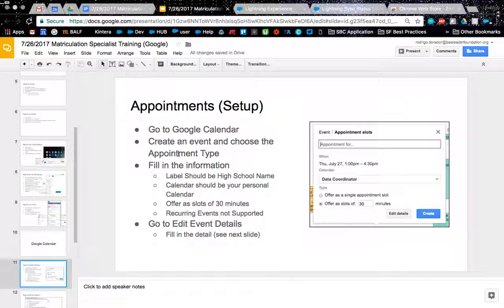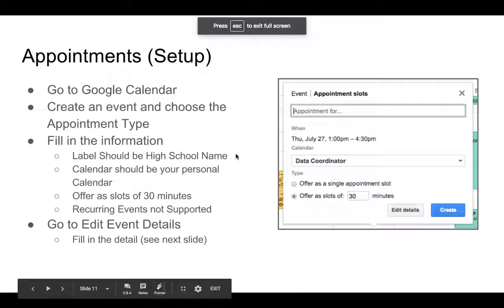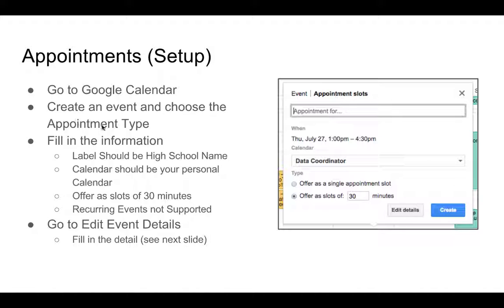So then you're gonna go into your Google Calendar and create an event and choose the type appointment, and then you're gonna label the fields. So go to your Google Calendar, and a screen like that one should pop up, and you'll see at the very top left corner of that window, it says event, and then a dash, and then appointment slot. So you're gonna say appointment slot.